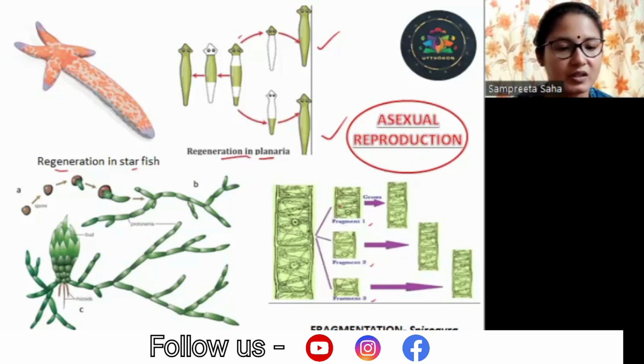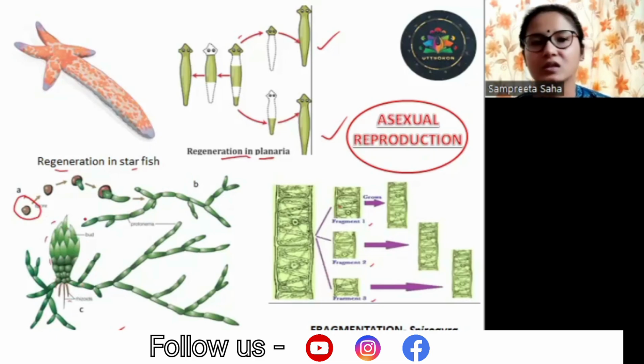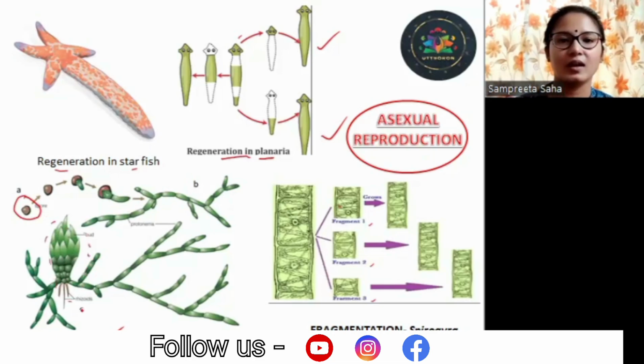Next, we have fragmentation in case of Protonema of mosses. So what is Protonema, students? It's an undifferentiated thread-like structure that is formed from a spore of moss. So this thread-like structure grows and finally forms this bud-like structure after a bit of differentiation. From here, it breaks down and you can see over here roots. So this structure itself is capable of forming a full-grown individual. So this is fragmentation in the Protonema of mosses.